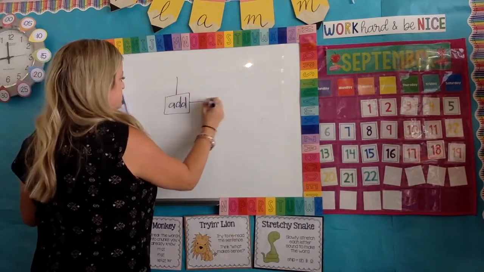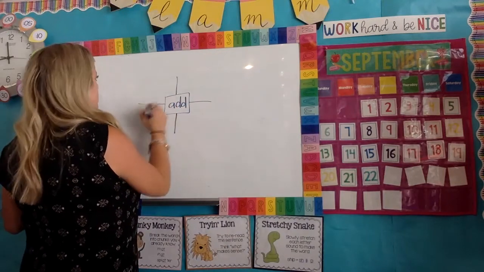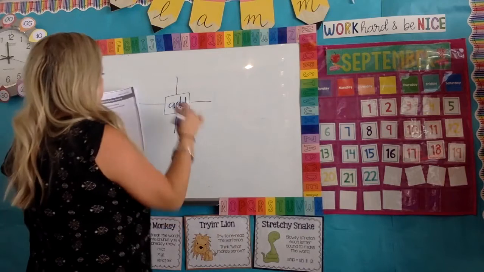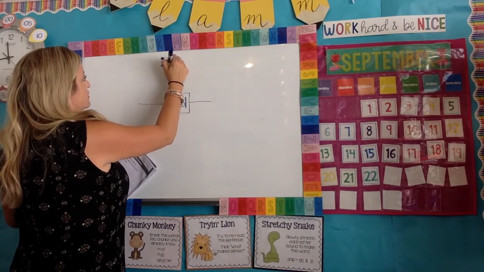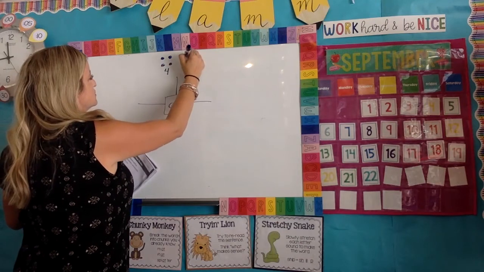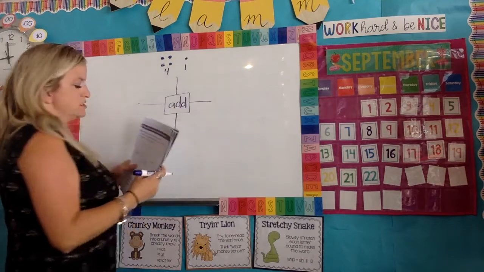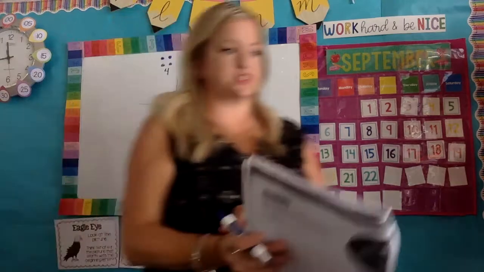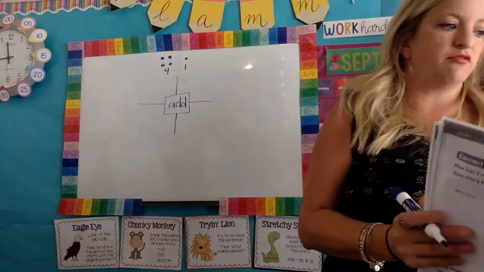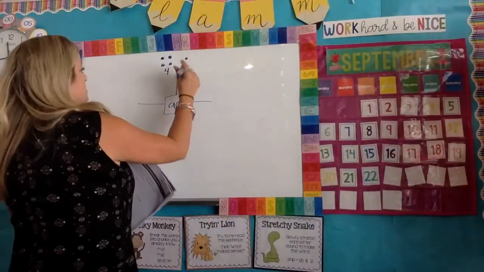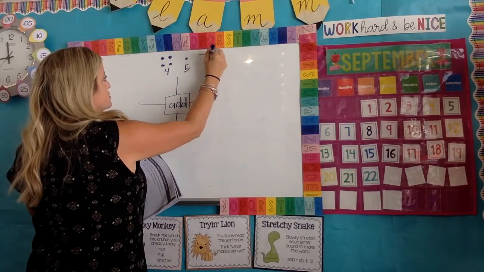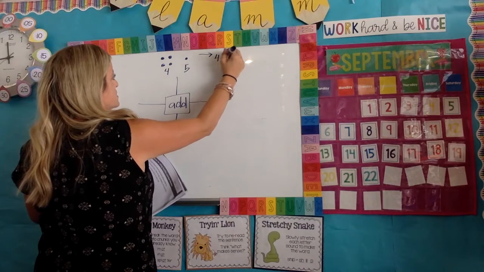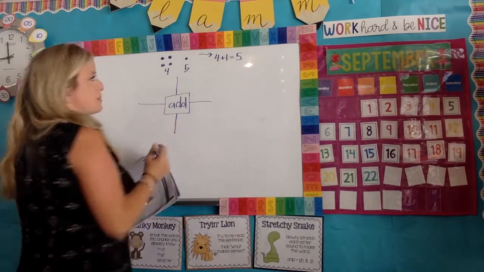And then you have these boxes that branch off, right? For example, in the top one, I know that last week we did counting on. Can you see that I have 4 dots and then I have 1 dot? So I know that this is 4 and this would be actually 5. So this turns into 4 plus 1 equals 5, right?